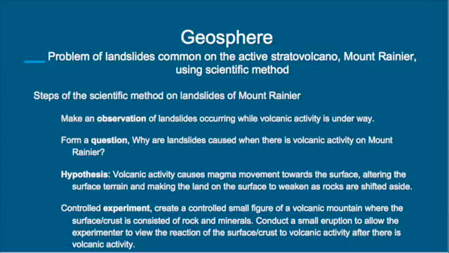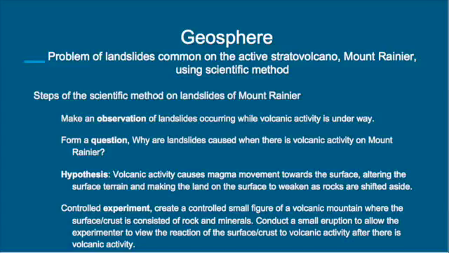Today we're going to look at problems of landslides common on the active stratovolcano called Mount Rainier using the scientific method. There are steps of the scientific method on landslides of Mount Rainier. Make an observation of landslides occurring while volcanic activity is underway. Form a question: why are landslides caused when there is volcanic activity on Mount Rainier?